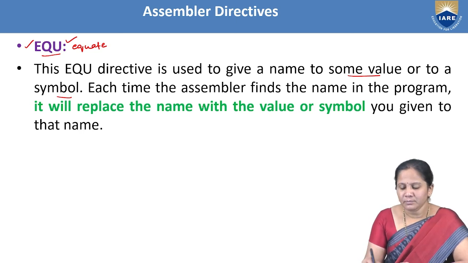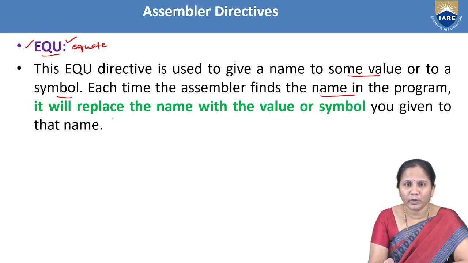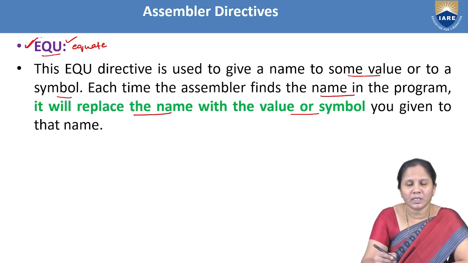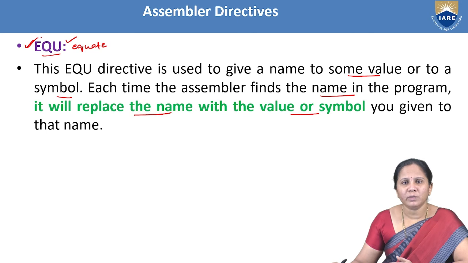Now, each time the assembler finds the name in the program, it is going to replace that particular name or symbol with the value we initialized at the starting. However many times you want to change, you can change simply at one place in the program. Since you are using this equate assembler directive, throughout that program that particular name will be changed to the value you are initializing.